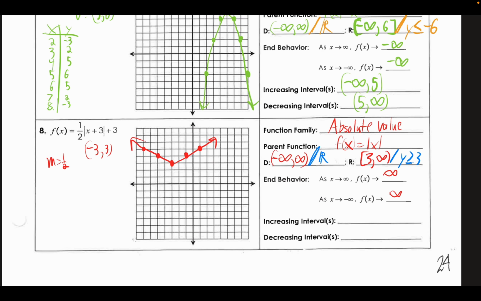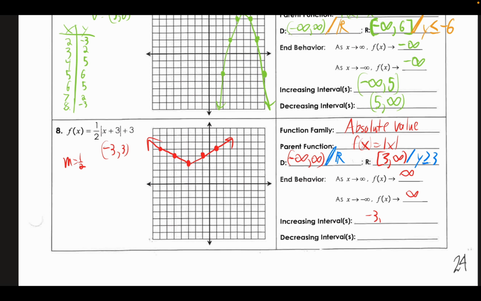The increasing interval would be from the vertex over to the right, so that would be from -3 to infinity. Where the decreasing one would be from the left forever to the vertex, or negative infinity, -3. And without further ado, we are now done with section 3.6, end behavior, increasing, decreasing intervals, and parent functions.